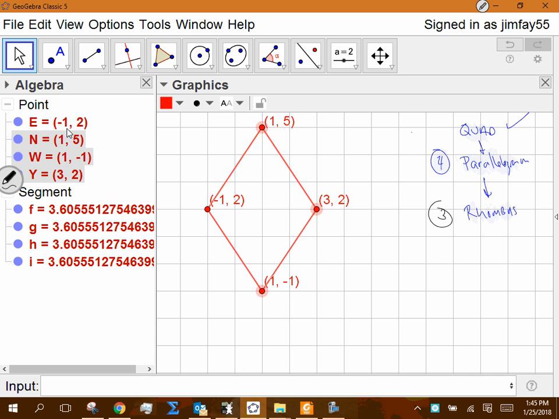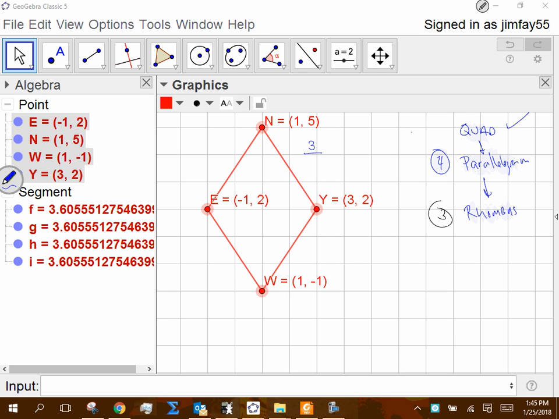If I have, I just want the names of these things. Find the slope of NY. So I'm going to take 5 minus 2, right? Gives me 3 up top. Take 1 minus 3. Gives me negative 2 on the bottom, right? So the slope of NY is negative 3 halves. It might be a good idea to label slope NY.